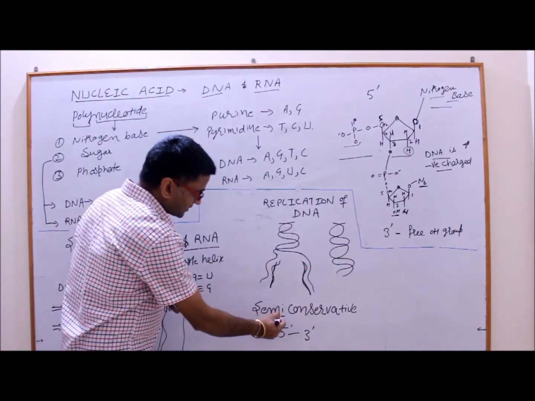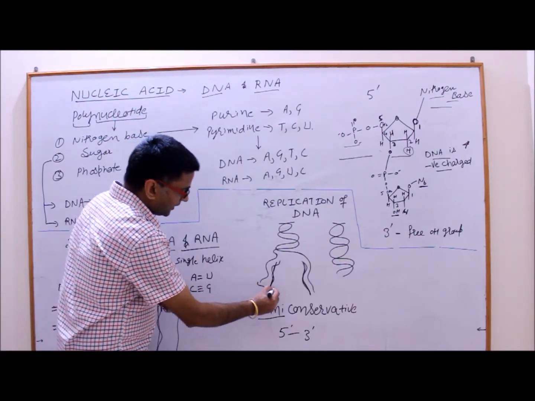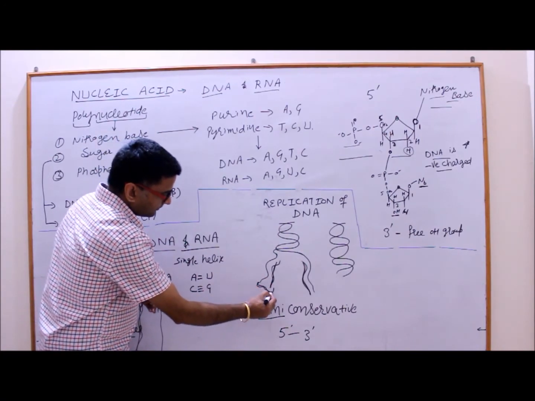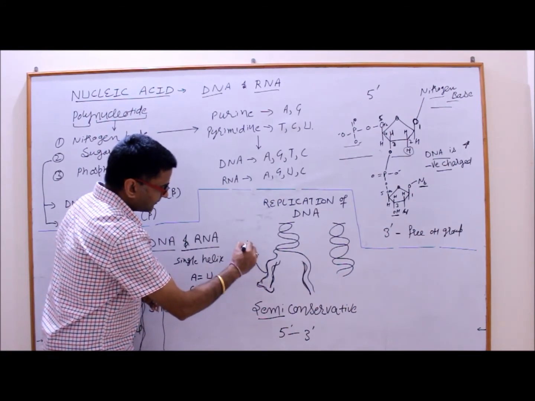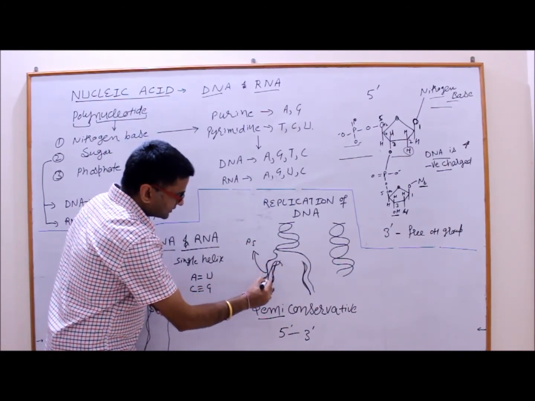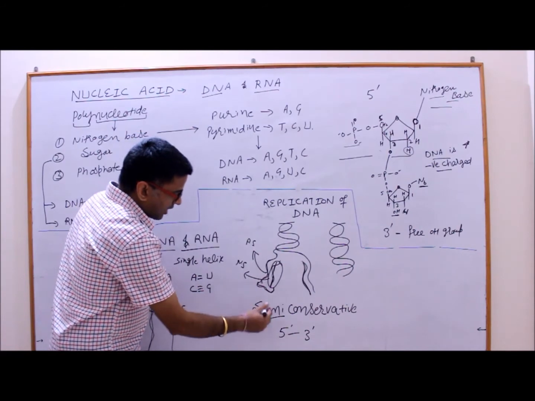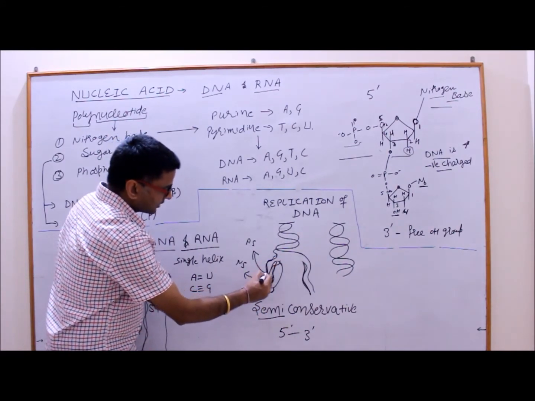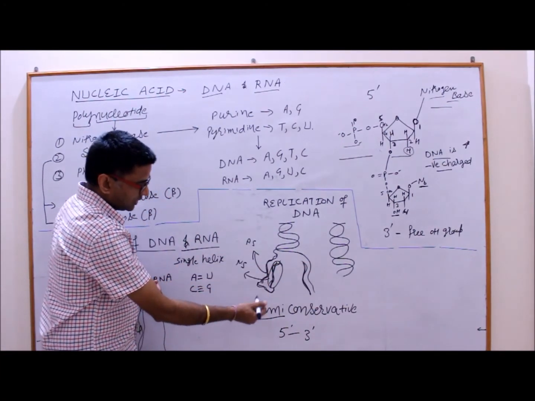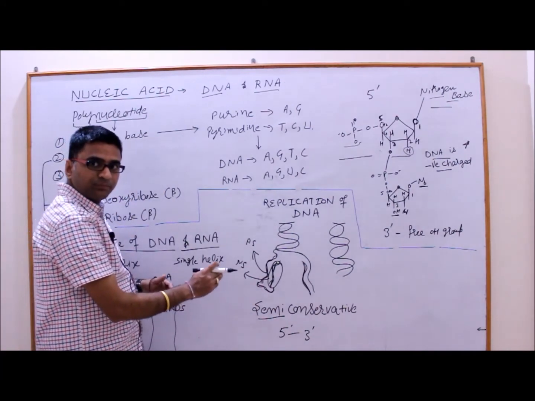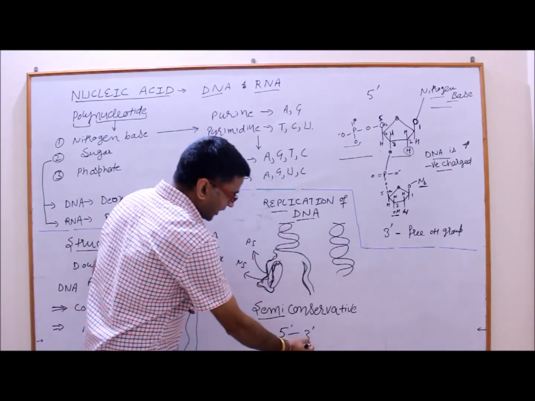Why is it called semi? Semi means half. So half means one strand of the newly formed DNA. This is a newly formed DNA. One strand of the newly formed DNA belongs to the previous strand, and this strand is the new strand. So I can say half of the DNA strand was conserved, because half is coming from the previous generation and half is coming from the new generation. So I can say it is semi-conservative in nature, that is, half is from the previous and half is from the next generation. And DNA replication proceeds from 5' to 3'.